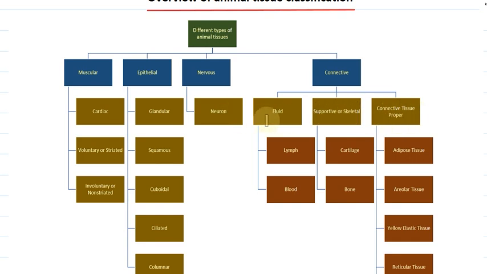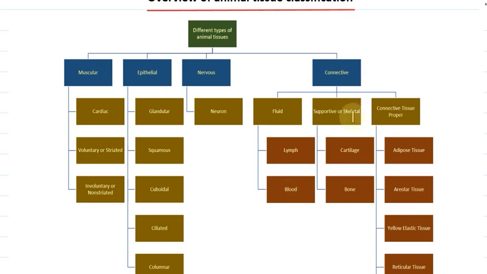So under fluid connective tissue, there are two types. Fluid connective tissue has a fluid matrix. So lymph and blood are the two types of fluid connective tissue. Lymph is a straw colored fluid surrounding the cells, whereas blood is a fluid connective tissue that helps in transportation of the respiratory gases in our body.